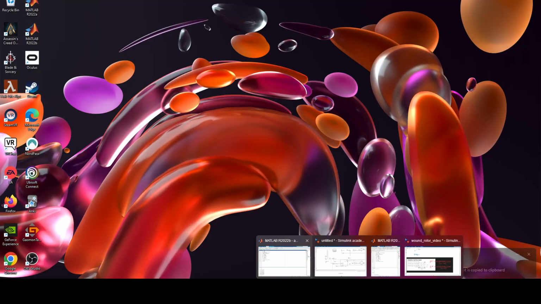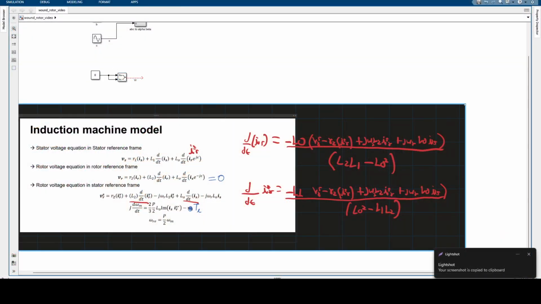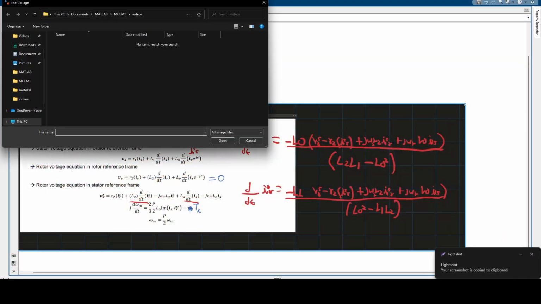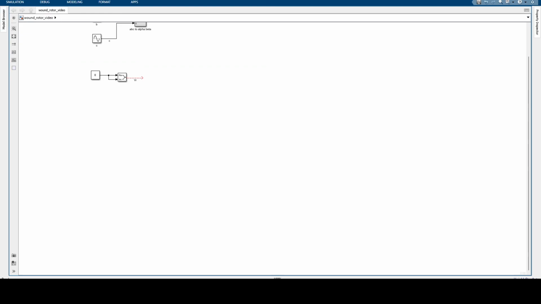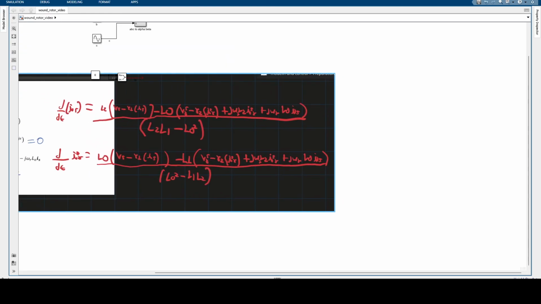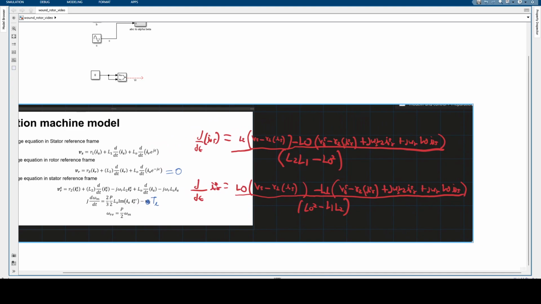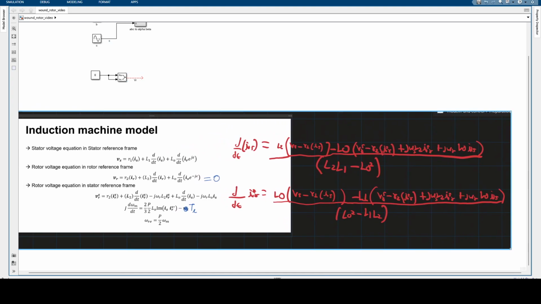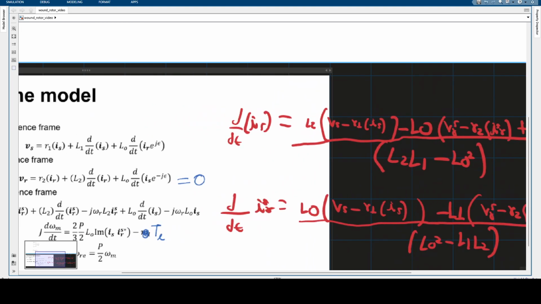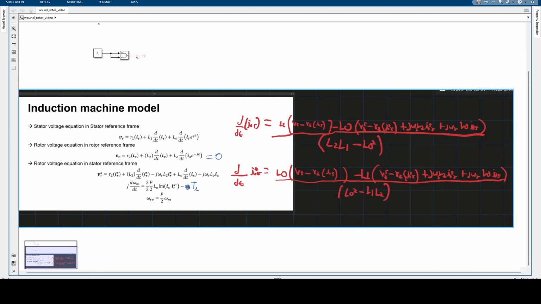Okay, so we are back here. I can delete this image and paste it here. Now I can make the point I wanted to say, that here we have BS minus R1 IS, and here we have BS minus R1 IS.